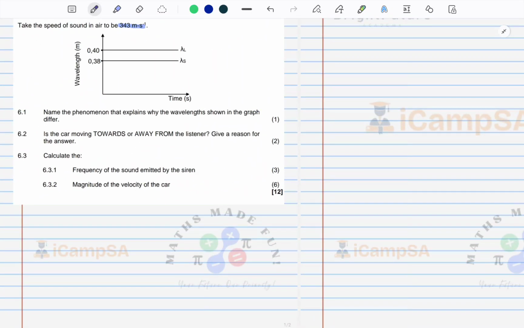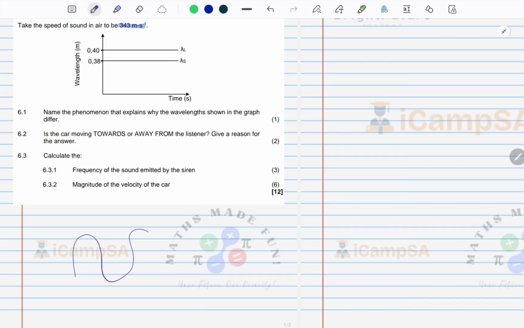Here they're asking us, is the car moving towards or away from the listener, and to give a reason for the answer. So you have to think in terms of these two wavelengths that they've given you, and hence your reasoning from here. This is the wavelength of the listener, and this is the wavelength of the source. Now what you need to think about is how you translate wavelength into frequency.